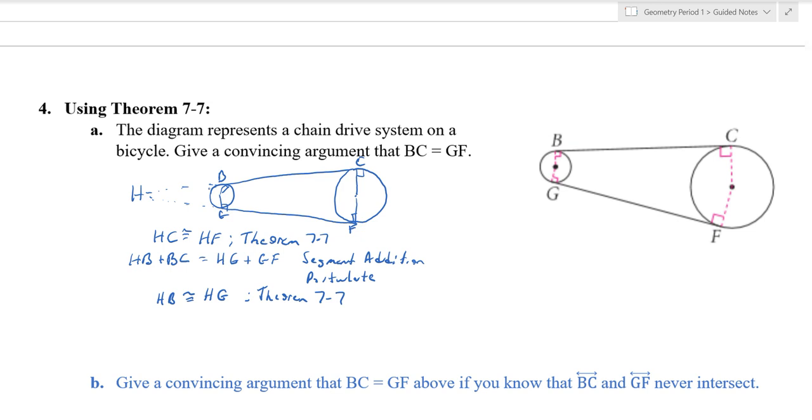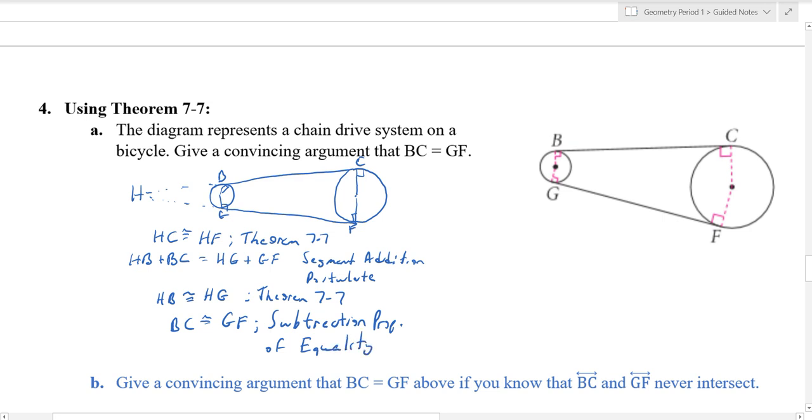Then on this second line, since HB and HG happen to be congruent and they happen to be on both sides of my equation, I can just get rid of them and I get that BC is congruent to GF. And the reason is called the subtraction property of equality. All right. Now that we have that one, let's take a look at part B.